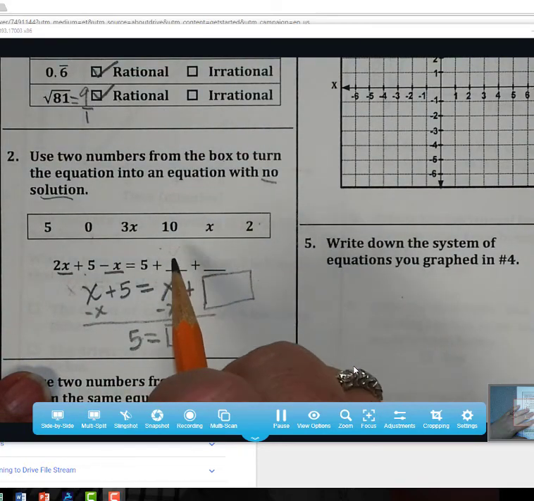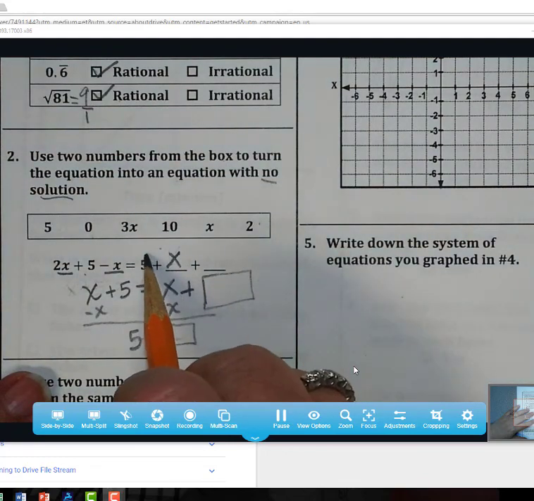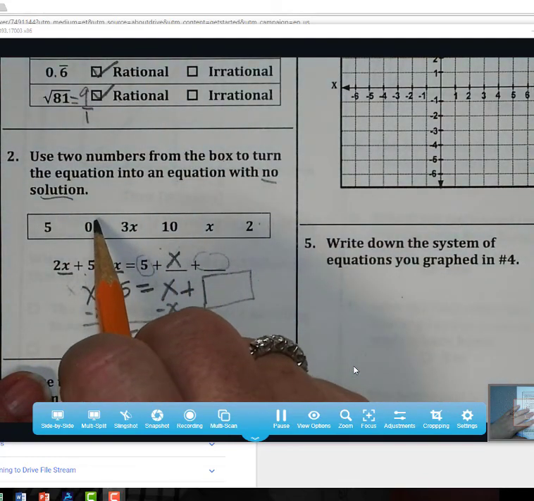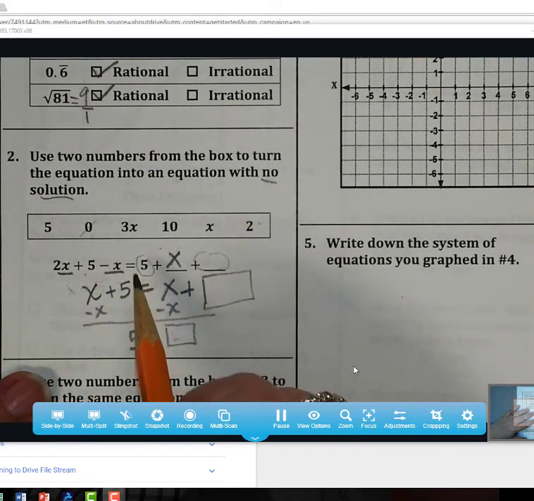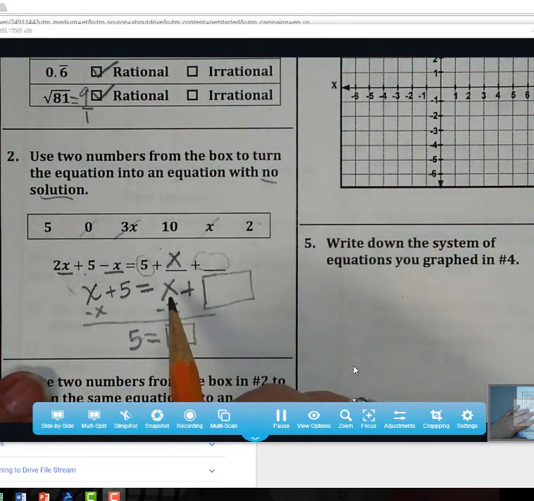So what will I fill this in? Well, I can fill this in with the x. That will take care of having an x. And then this, I just need to make sure that when I add this with whatever I write right here, it does not equal 5. So I can't use the 0. I don't want to use the 3x because then the x's would not simplify. I did use that already.